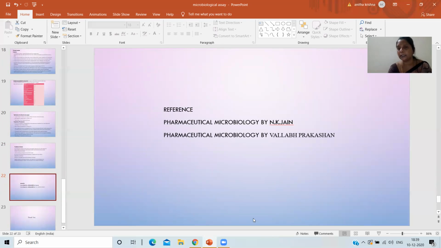So these are the methods we follow to perform the microbiological assays of antibiotics, vitamins, and amino acids. You can get this topic from N.K. Jain or Pharmaceutical Microbiology by Vallabh Prakashan. And even on the internet, there is a lot of information.